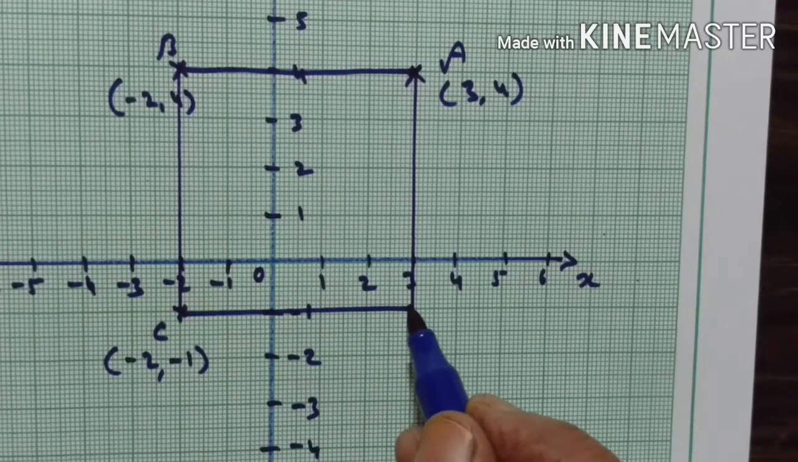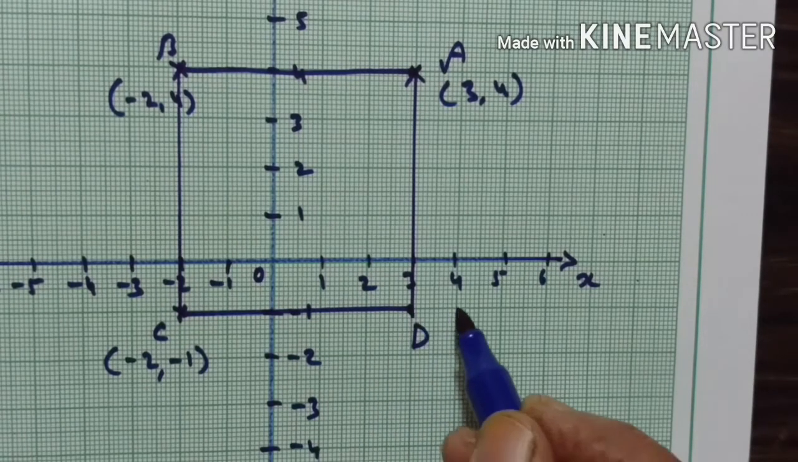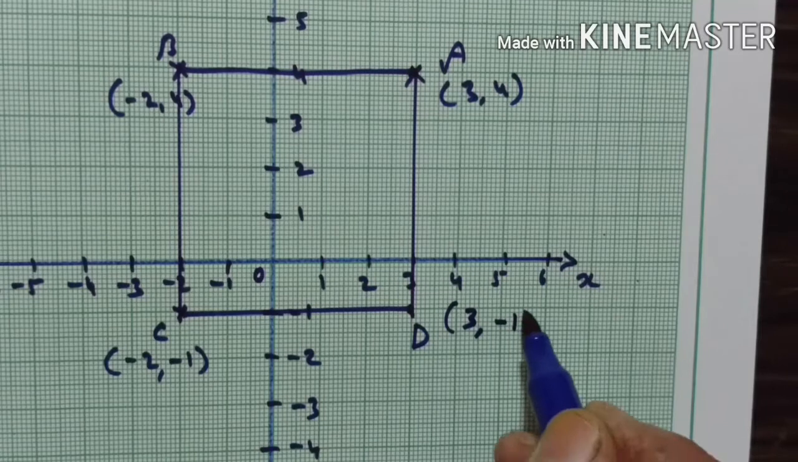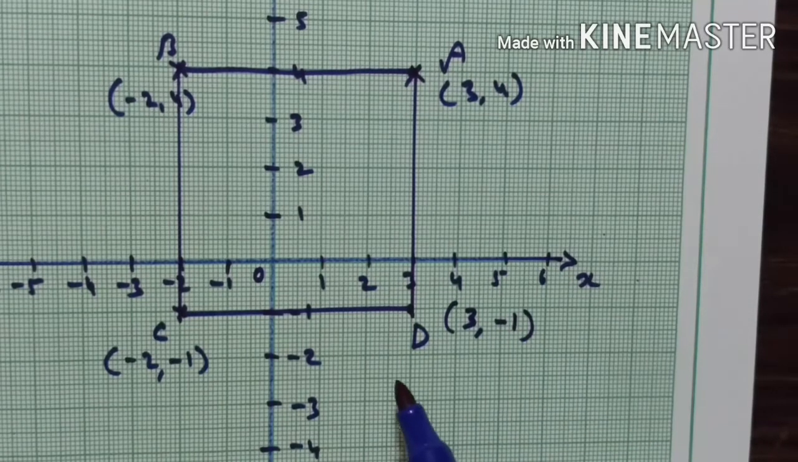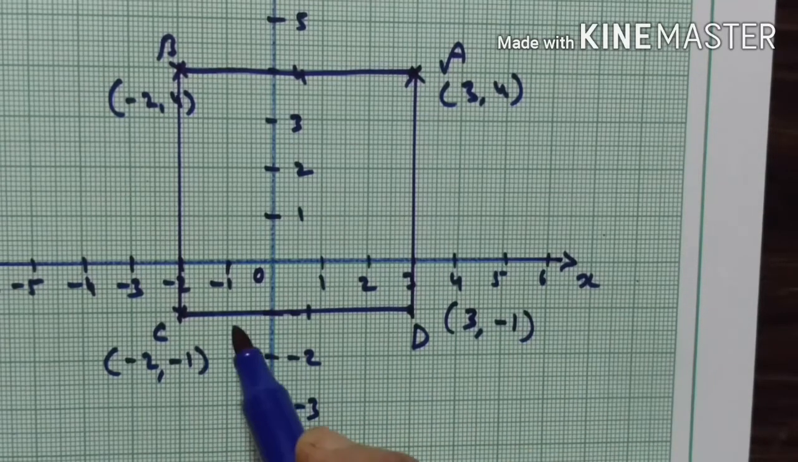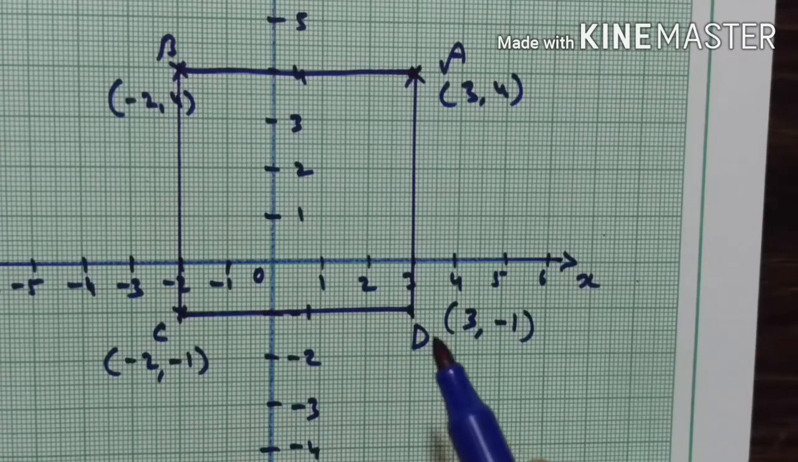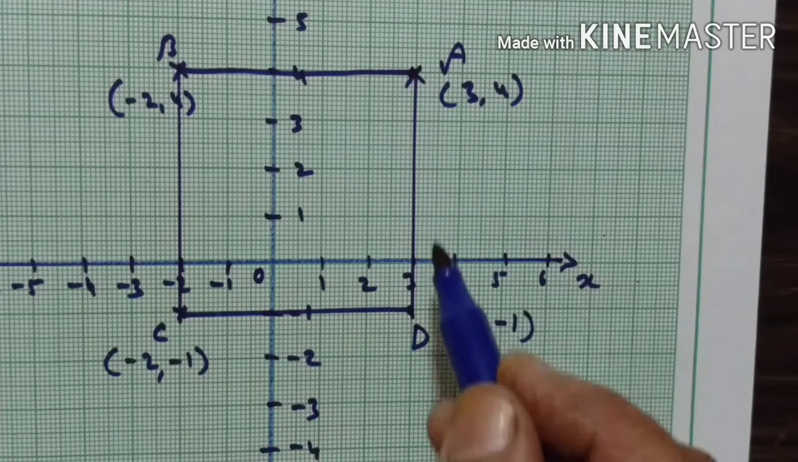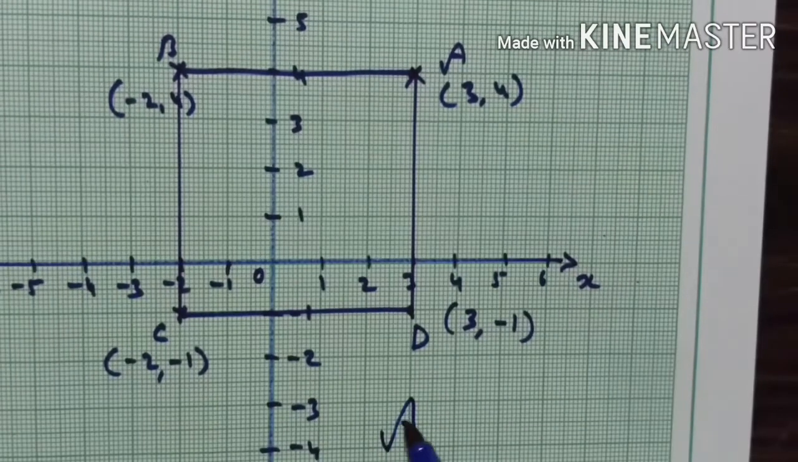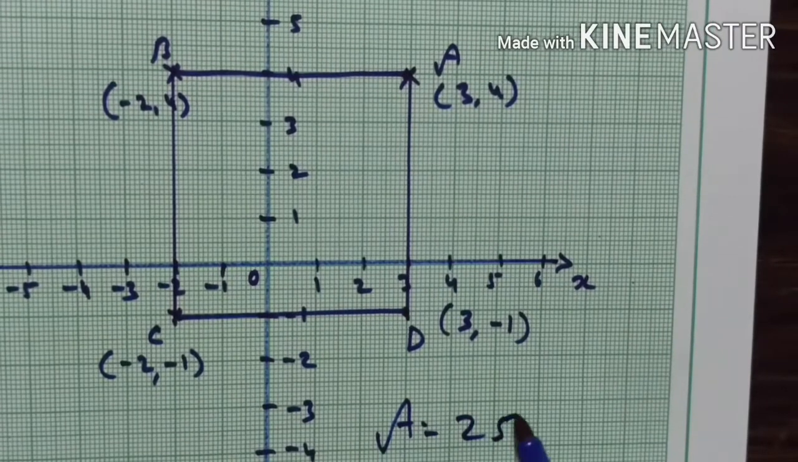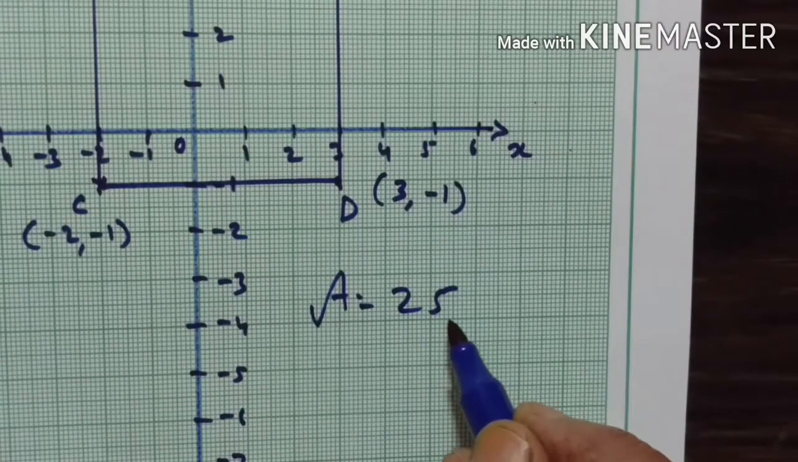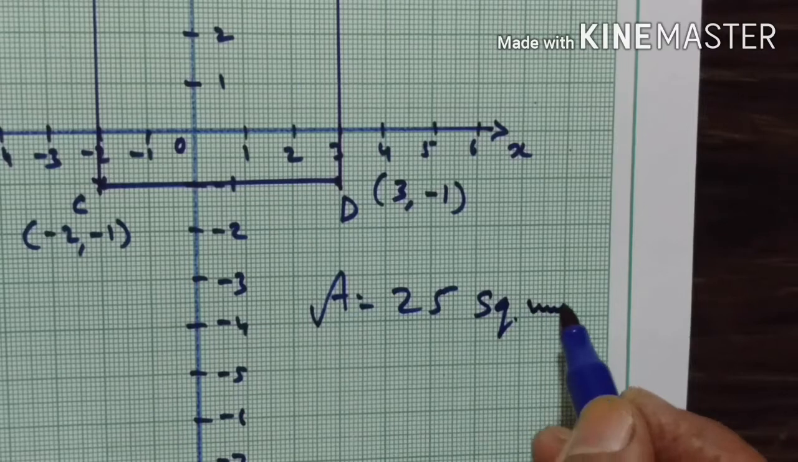It is 3 and minus 1. The side is equal to 1, 2, 3, 4, 5 units. So the area is equal to 5 into 5, 25. Area is equal to 25 square units.